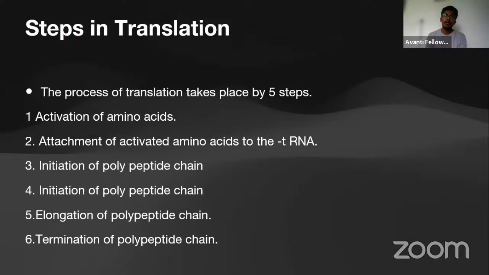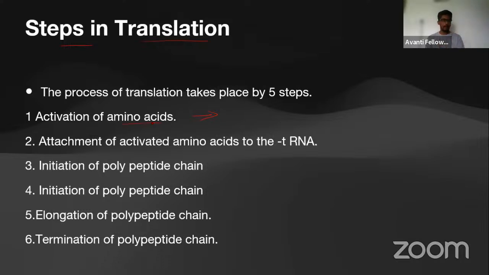Now what we're going to study is, in translation, how the translation machinery completes the process of constructing a polypeptide chain. There are 5 steps in translation. The first is to make sure that amino acids come up to the site, like how the bricks come to the construction site of a home. Similarly, the amino acids have to be assembled.